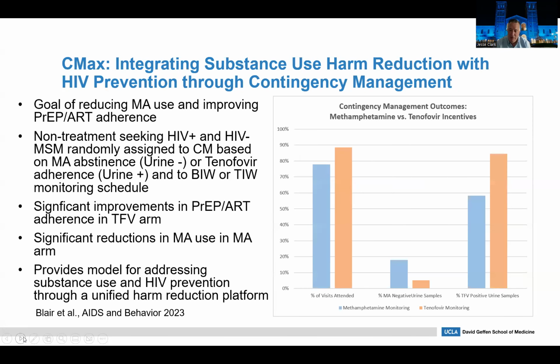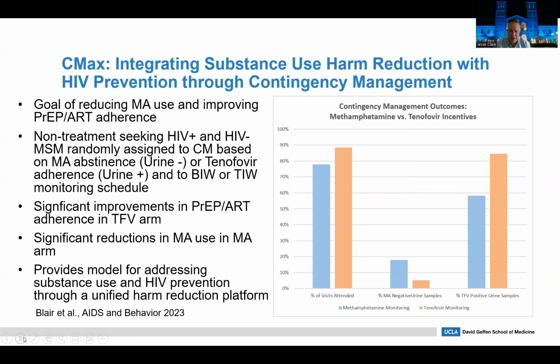And you say, well, we're working on a study right now, actually. We did a pilot study called CMAX, which seeks to integrate substance use harm reduction with HIV prevention using a contingency management platform. So the goal was to both reduce meth use and improve adherence to PrEP or ART among HIV positive and HIV negative MSM who are using meth regularly. In this trial, we enrolled people who were not treatment seeking, similar to the Menza trial. This was for ethical reasons because it was a brief study and we weren't planning to provide care or enroll people in care afterwards. So we only wanted to take people who were not looking to stop their use.